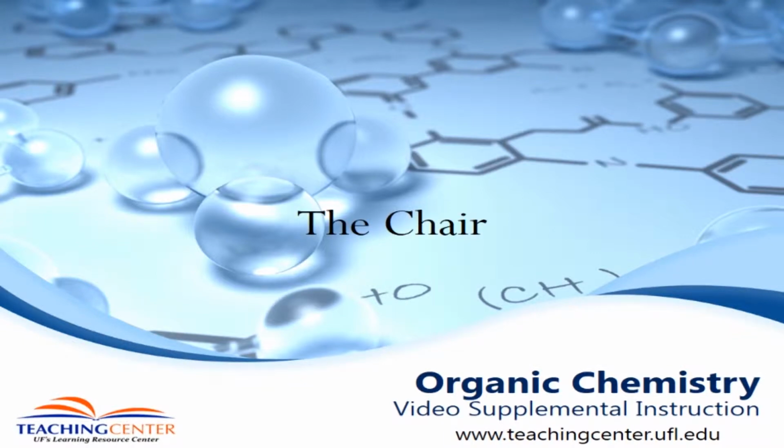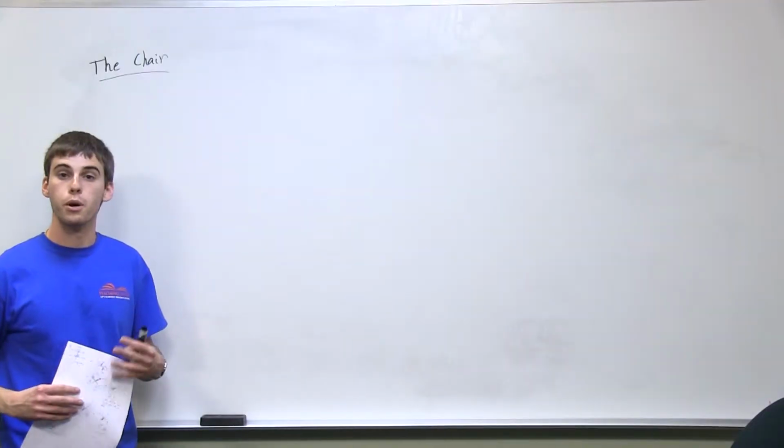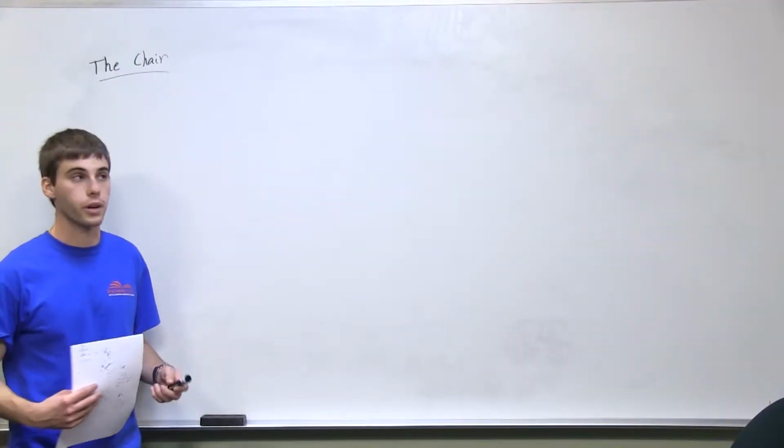So let's talk about the chair. So what is the chair? The chair is just the most stable conformation of a six-membered ring.